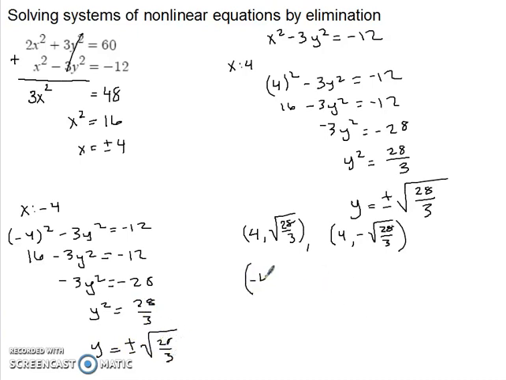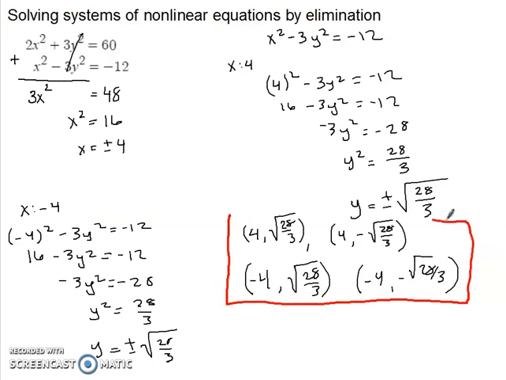So when I plugged in a negative 4, I had two results. I had positive square root of 28 over 3, and I also got negative square root of 28 over 3. So in this case, we have 4 solutions, which means that our graphs cross in 4 different places.